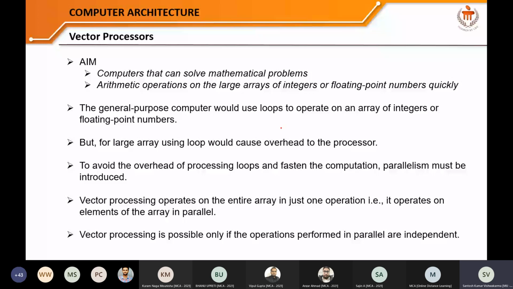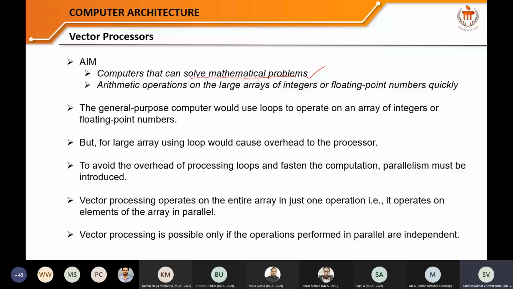We want computers to solve mathematical problems, and obviously it is one of the basic functionalities of a computer system to solve not only mathematical problems but tons of problems in different areas. But as far as this part is concerned, we'll focus on how mathematical problems can be solved, especially arithmetic operations on large arrays of integers or floating point numbers quickly.